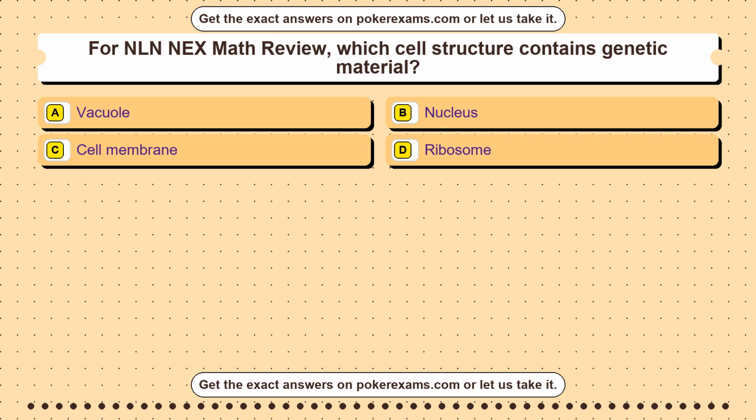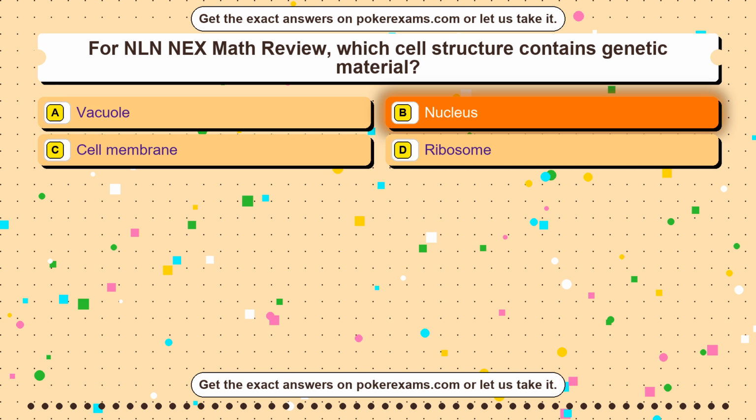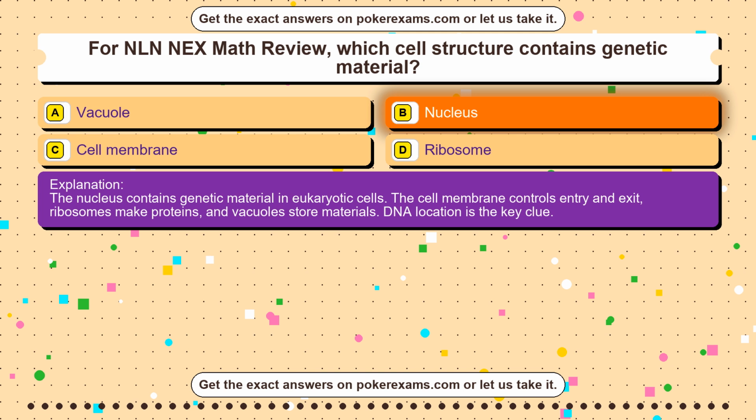Question 32. For NLN NEX Math review, which cell structure contains genetic material? Option A. Vacuole. Option B. Nucleus. Option C. Cell membrane. Option D. Ribosome. The correct answer is option B. Nucleus. The nucleus contains genetic material in eukaryotic cells. The cell membrane controls entry and exit, ribosomes make proteins, and vacuoles store materials. DNA location is the key clue.